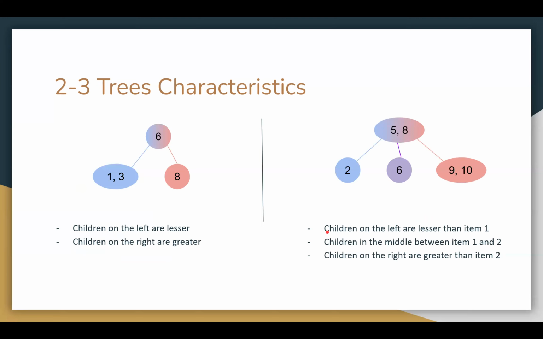The rules for these two cases are here. In the first case, children on the left of our parent node must be less than the item within the parent node. Children on the right must be greater than the item in the parent node. In case 2, children on the left must be lesser than item 1, so 2 is lesser than 5. Children in the middle must be between item 1 and item 2. 6 is bigger than 5 and less than 8. And lastly, children on the right are greater than item 2.